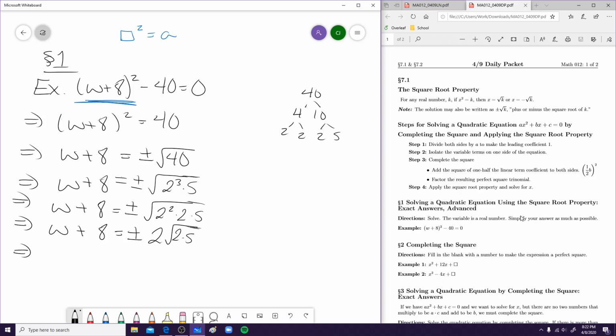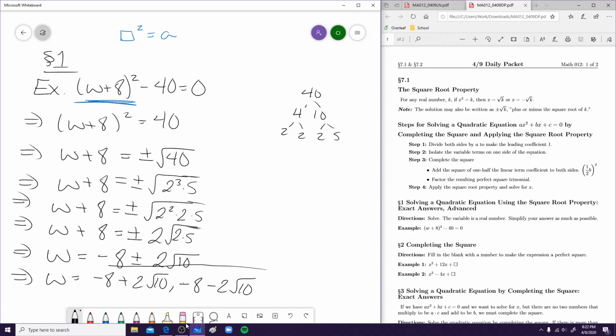Now we can subtract 8 over. So I'll get W is equal to negative 8 plus or minus 2, and then for the square root, I'll just multiply what's under it, 2 times 5, that's 10. Right? So this is an acceptable answer. You can just circle it, it's fine, as long as you understand that W is equal to negative 8 plus 2 square root of 10, or negative 8 minus 2 square root of 10.